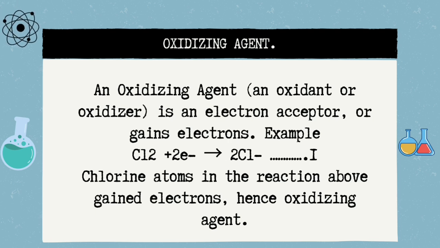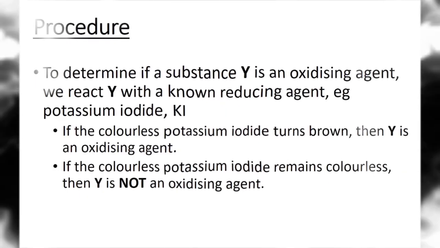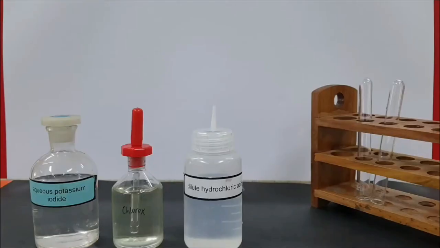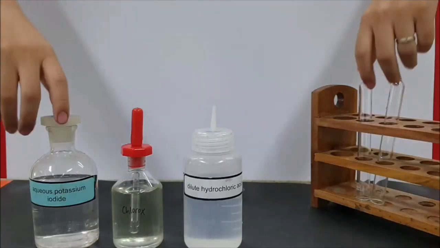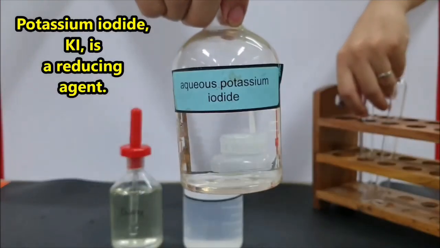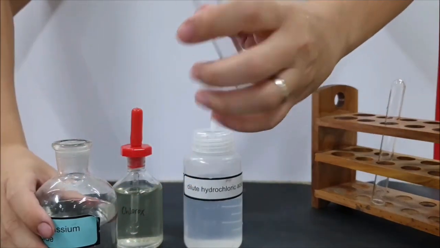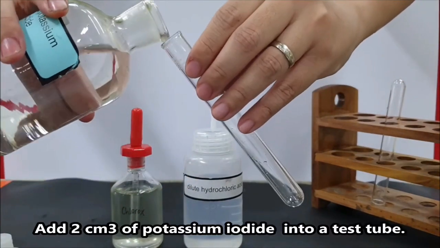Now, we will explore the laboratory procedure for testing an oxidizing agent, chlorine, in this aspect. To determine if chlorine, let's say we give it a name Y, is an oxidizing agent, we react it with a non-reducing agent. Example, potassium iodide. If the colorless potassium iodide turns brown, then it is an oxidizing agent. However, if it remains colorless, then it is not an oxidizing agent.